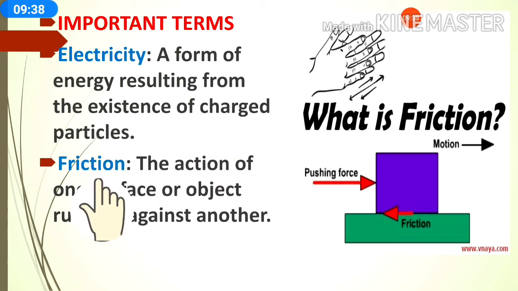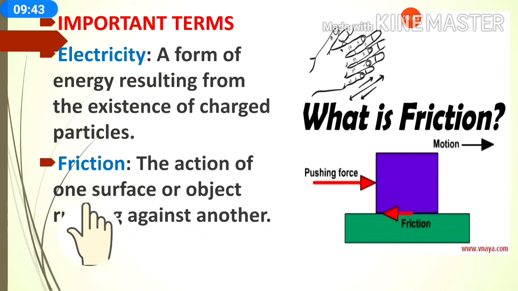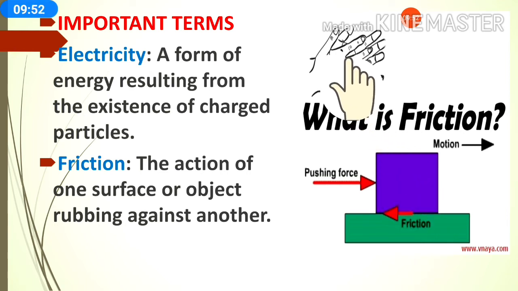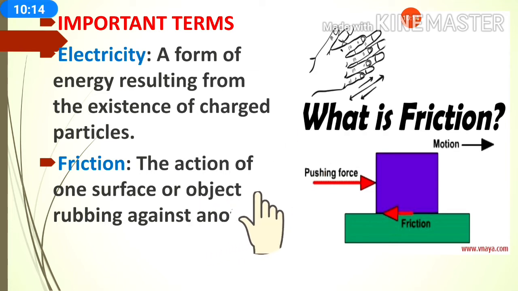Okay, the next important topic is friction. The next term: the action of one surface or object rubbing against another. Friction means when two objects rub against each other, like rubbing of palms. After rubbing your palms for a few seconds or a minute, when you touch your palms to your face and hands, you feel a little bit warm. Why? Because of the rubbing of any two objects, it produces heat.